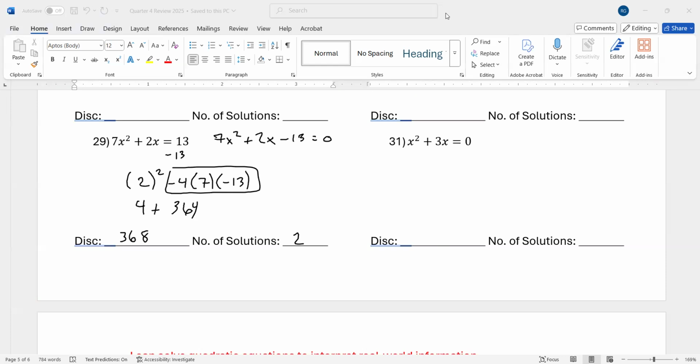On the last one here, it's already equal to 0. The C value is 0. B is 3, so B squared is 3 squared minus 4 times A is 1 and C is 0. Well, that's 9 minus 0 because that whole thing becomes 0. So it's 9, and the number of solutions is 2.